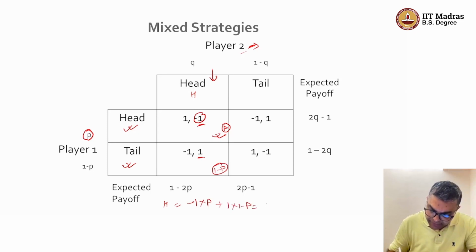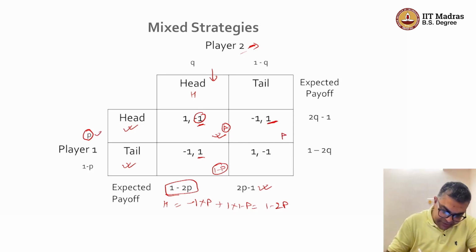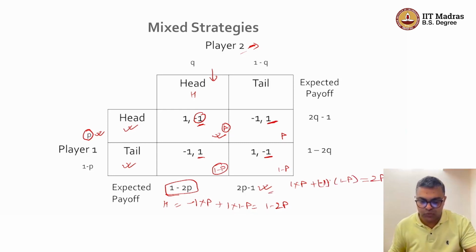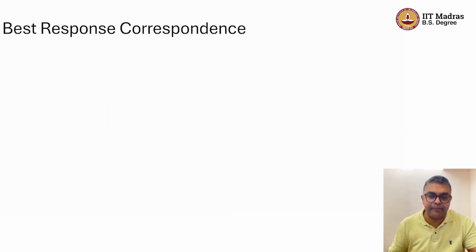If you add it up, it's going to be 1 minus 2p. How about here? Same way we can calculate: 1 happens with probability p, and minus 1 with probability 1 minus p. So 1 multiplied by p plus minus 1 multiplied by 1 minus p, this is going to be 2p minus 1. So we have obtained the payoffs.